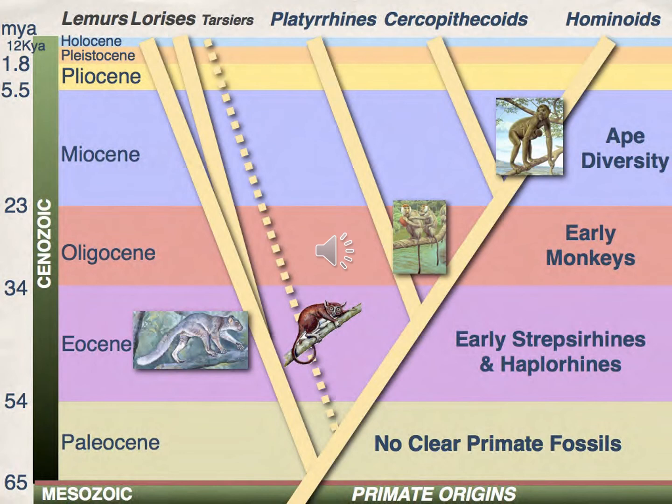In the Oligocene, we have early monkeys evolve. And then in the Miocene, we have ape diversity. We have apes in Europe, apes in Africa, apes in Asia. As a matter of fact, there were more apes than monkeys in the Miocene, which is just the opposite of today, where we have more monkey diversity than ape diversity. So be familiar with each one of these geologic epochs and the types of primate fossils we would find in them.